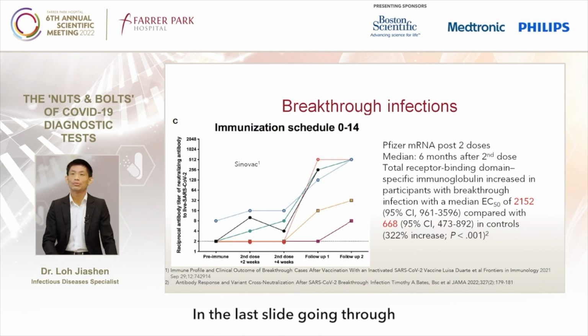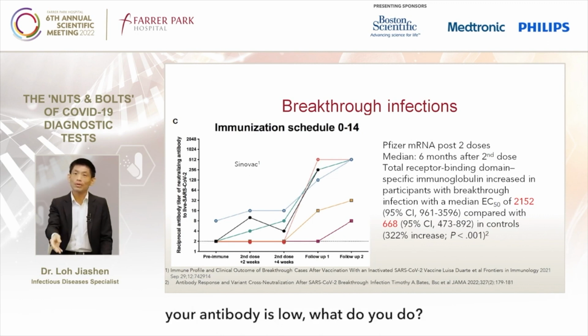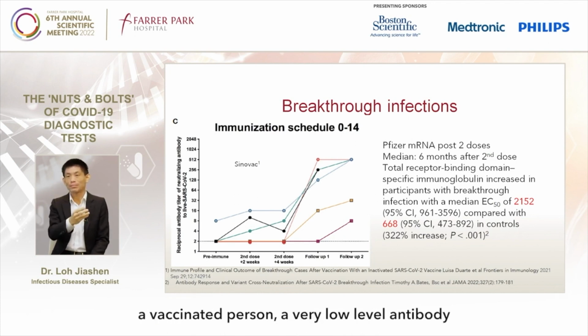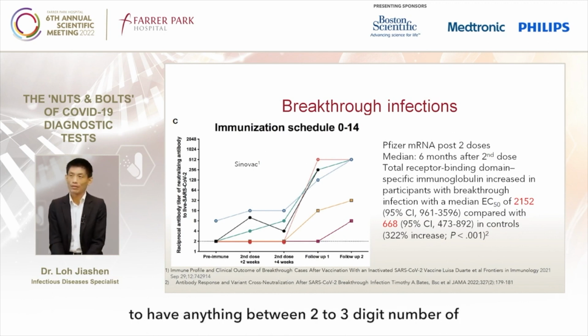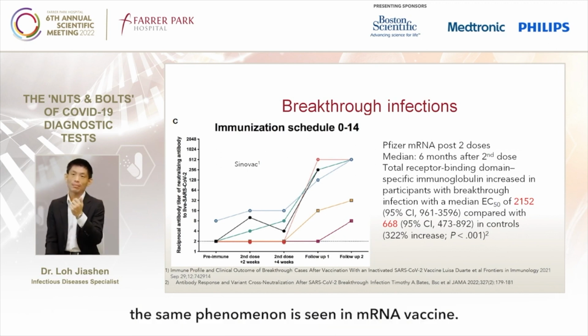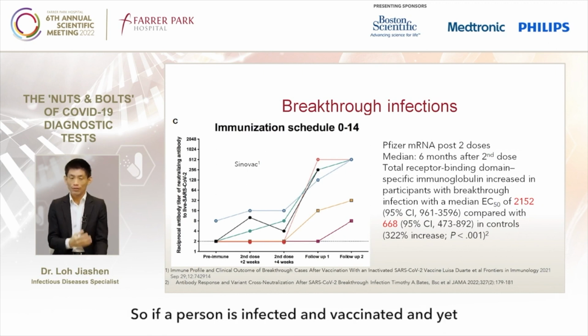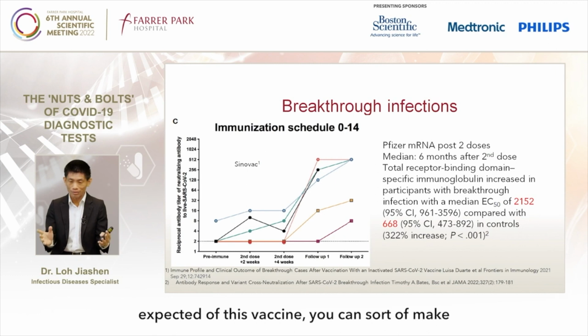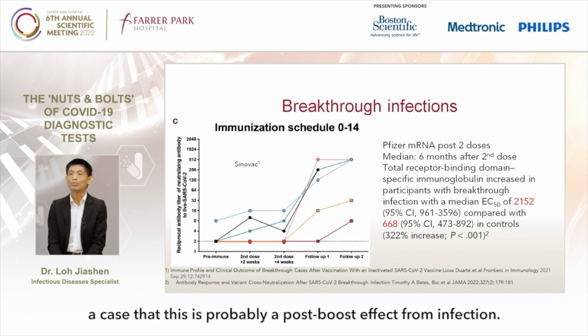And the last slide, going through, we talk about breakthrough infection. If your antibody is low, what do you do? How do you know a person is infected before? How do you look at the titer? Sometimes we use a trick called the breakthrough boost. If you have a breakthrough infection in a vaccinated person, the very low level antibody expected, for example after Sinovac, anything between a 2 to 3 digit number, will shoot to about 4 digits. The same phenomenon is seen in mRNA vaccine. So if a person is infected and vaccinated and yet has a very high level, much higher than what is expected of his vaccine, you can sort of make a case that this is probably a post-boost effect from infection.